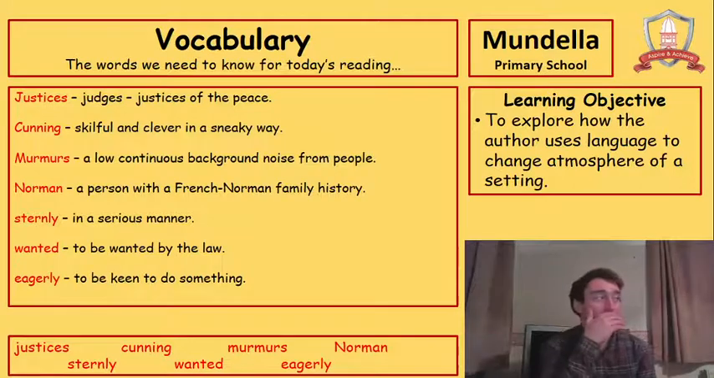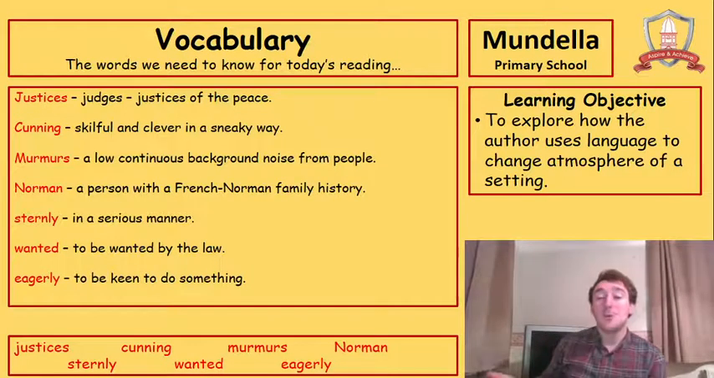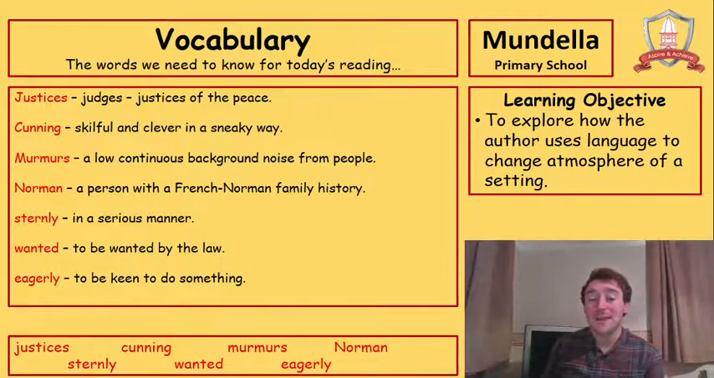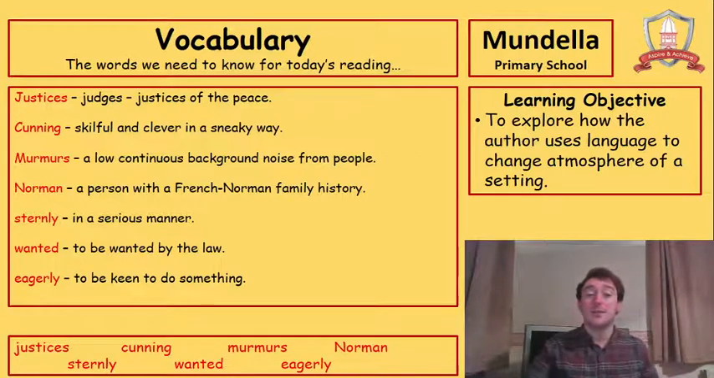Murmurs. That is a low, continuous background noise that's made by people, okay? So if you hear murmurs, then it's that low noise in the background. It's not silent. A Norman. Now, a Norman is a person whose family history takes you back to a place called Normandy in France, which is where the Normans came from. And the Normans were in England for more than 100 years before the stories about Robin Hood started.